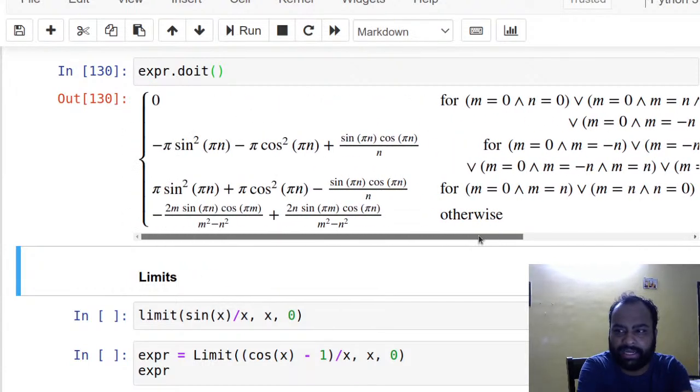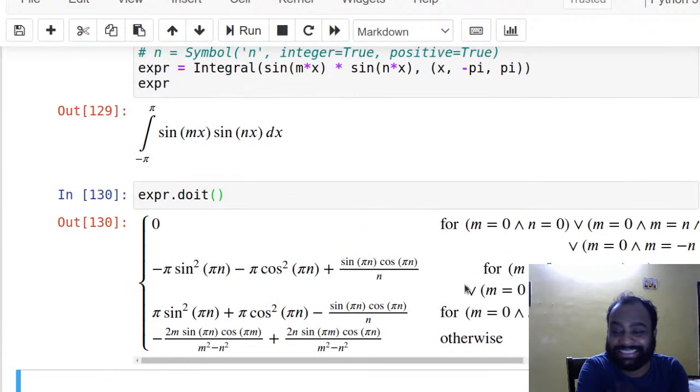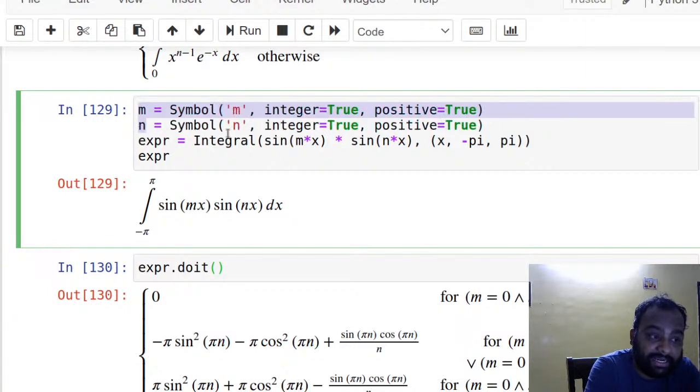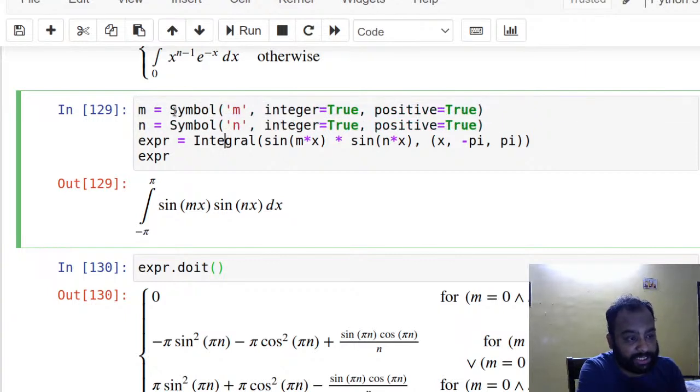It is showing me so many conditions because it is assuming the most generic case here. But what if I provide certain conditions for the symbols? Now look at these two expressions here. I'm saying m is a symbol, and what kind of symbol? A positive integer. This symbol is again a class defined within the SymPy module. So now I'm saying this m is an object of the SymPy symbol class where this is an integer and this is also positive. So essentially I'm saying m is a natural number.